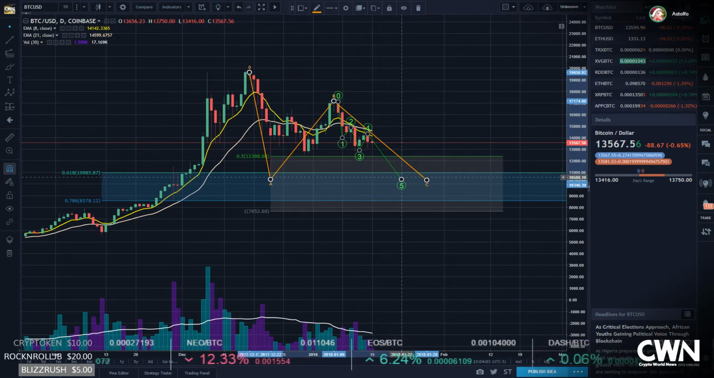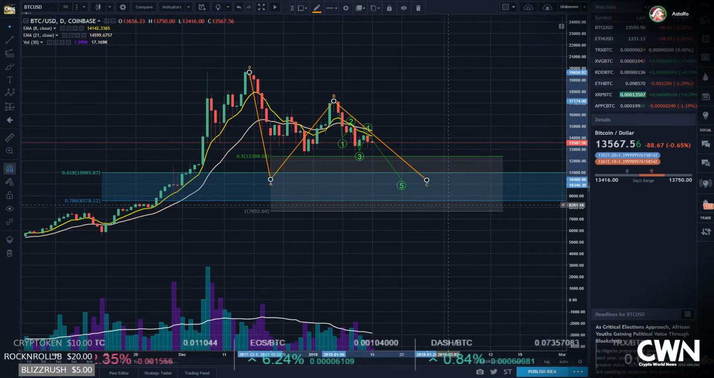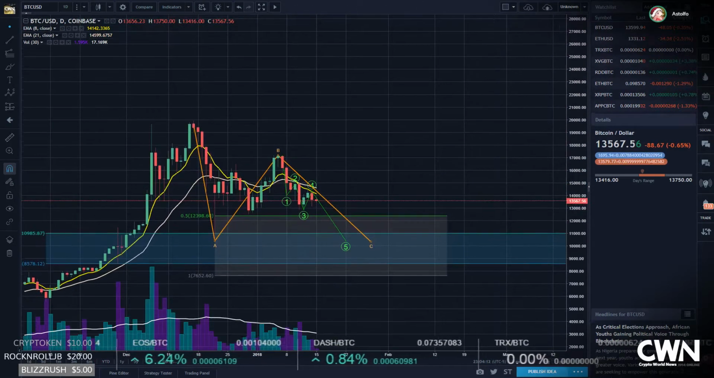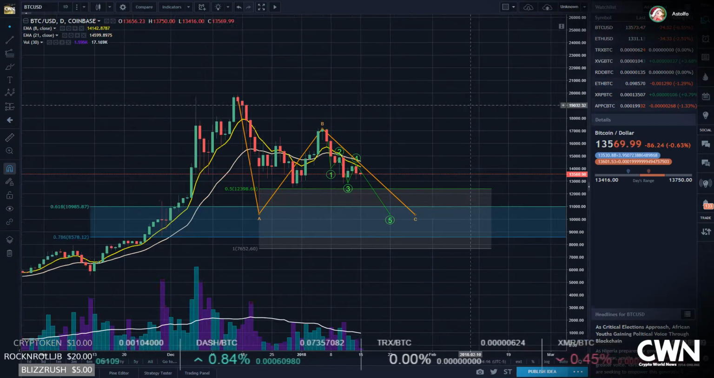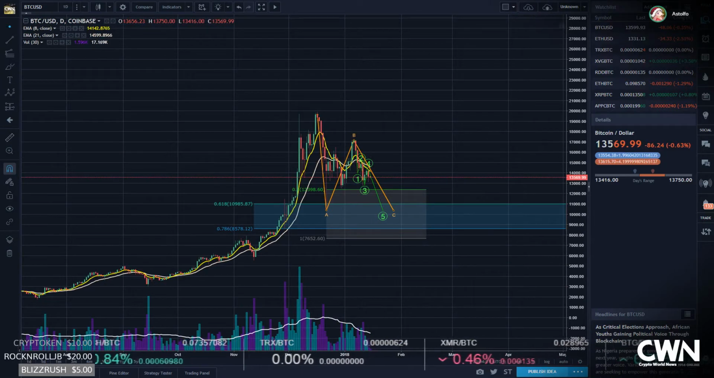Working on the final 5th down to finish C, either double bottom at our A bottom or all the way down lower. That's what I would think this market is doing right now. If it does bottom in there, let me just get you some upside targets.